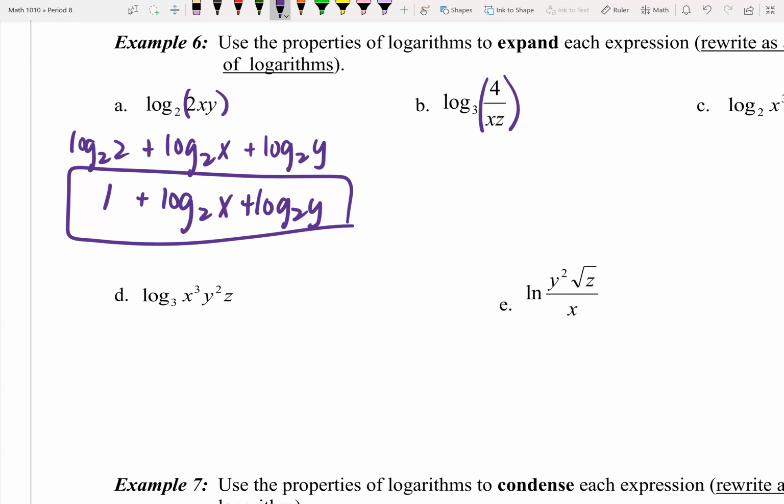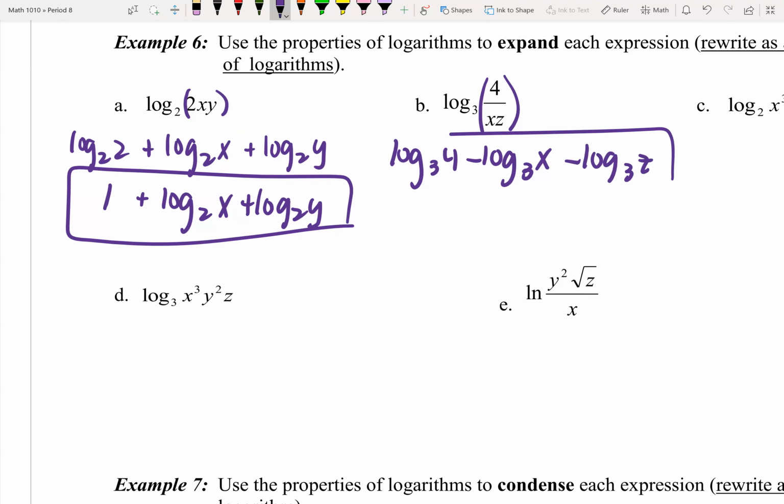Okay, the guys that are on the bottom are negative. That's all you have to do. It's like so simple. So you just go log base 3 of 4 minus log base 3 of x minus log base 3 of z, and I'm done. You can make it easy or you can make it tough. Let's just make it easy. Top, positive, bottom, negative, done. That easy. Okay?